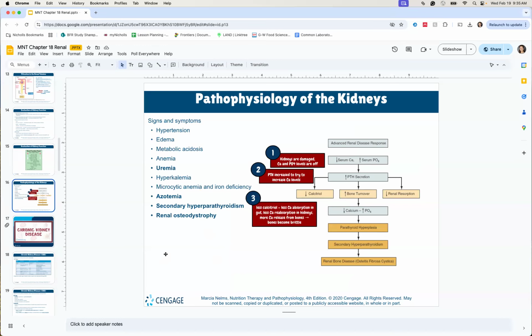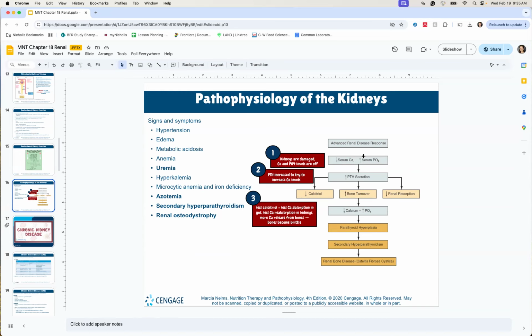Now, the other thing I wanted to mention is the connection between bone disease and renal insufficiency. So when we have damaged kidneys, we commonly see that our calcium and phosphorus levels are off because we have low albumin, which is a carrier for calcium. We tend to see low serum calcium. And we also see higher phosphate or phosphorus levels in the blood because phosphorus can't be filtered out of the kidneys sufficiently.